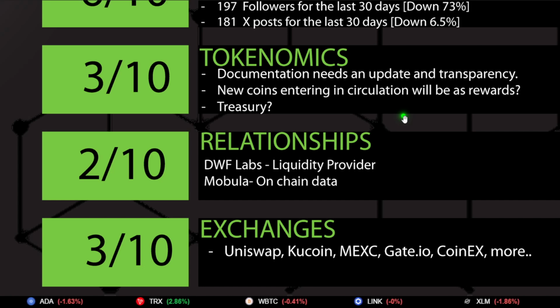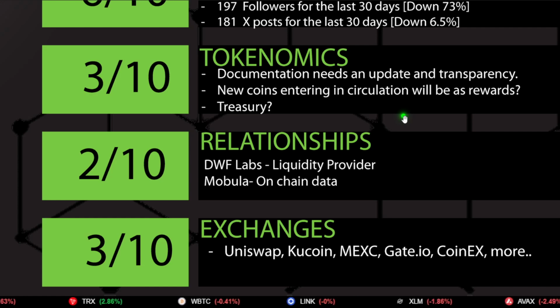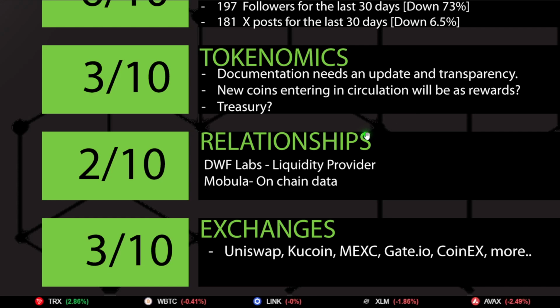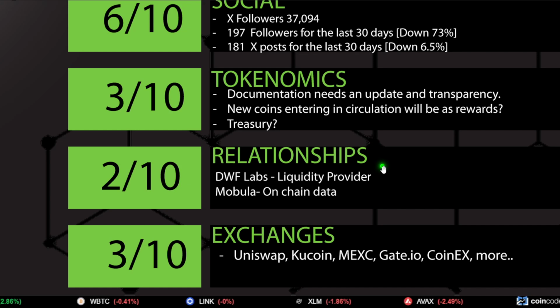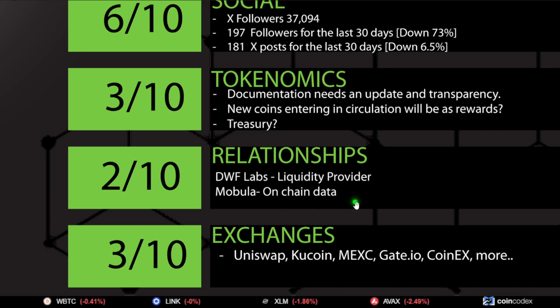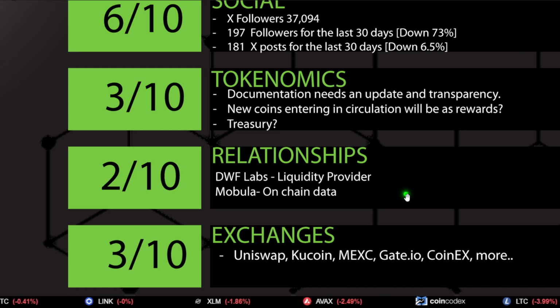However, transparency, guys, you need documentation. Without it, I'm just assuming. And assumptions, guys, are so risky. So let's move on. I need confirmations. I need details. Relationships: they have Mobula, an on-chain data provider, and DWF Labs, which is a liquidity provider. So that's all they really got.